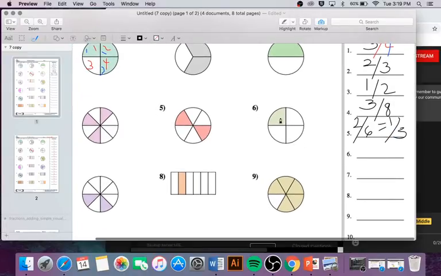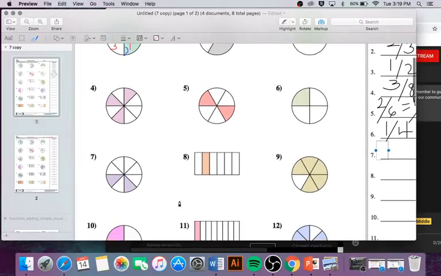For number 6, we have 1, 2, 3, 4 parts of our whole. And we have 1 part shaded in, so our fraction is 1/4.